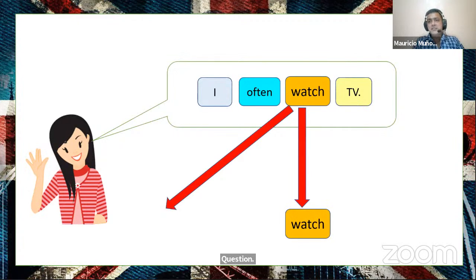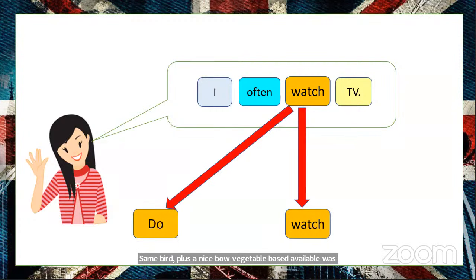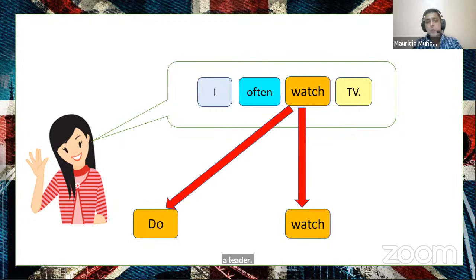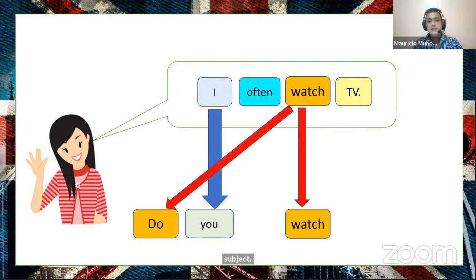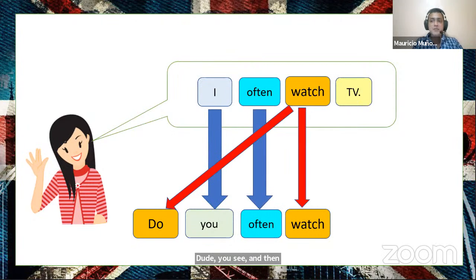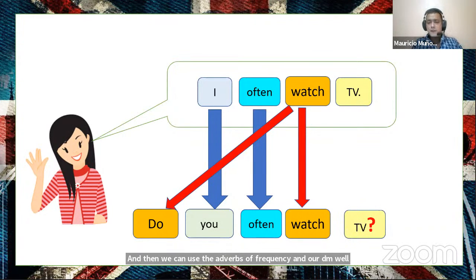Same verb, pues el mismo verbo. De este verbo va a salir el auxiliar. In this case, once again, do. Why is do? Because of the subject. Do you? You see? And then we can use the adverb of frequency, and at the end, well, the complement. Do you often watch TV, or do you watch TV? You see? Well, the point in here is the auxiliary verb do for making questions.